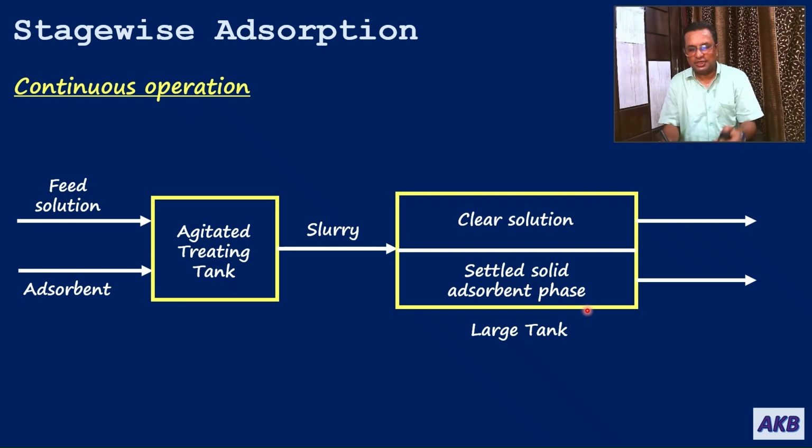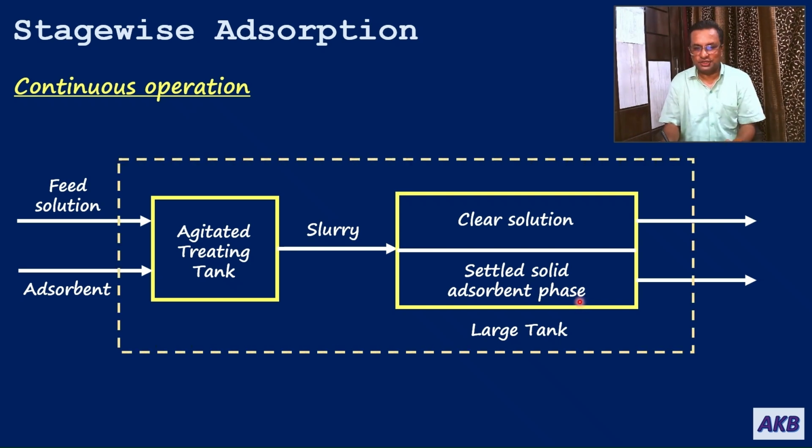So in a typical continuous stage-wise operation, the combination of an agitated treating tank and a large settling tank, or a combination of an agitated treating tank and a centrifuge, or a continuous rotary filter, this combination will form a single stage in a continuous operation.